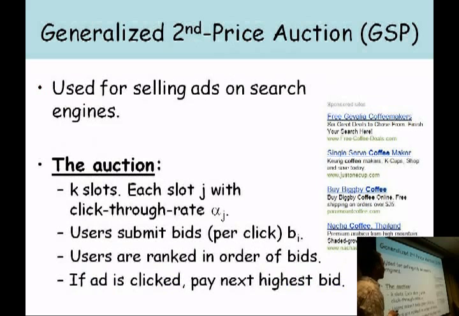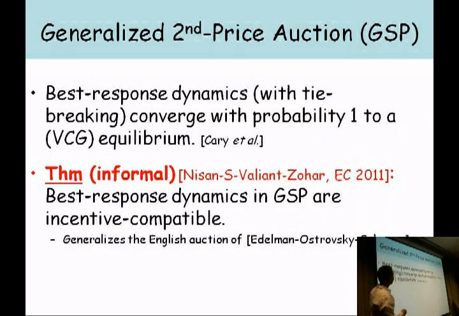So now, very briefly, two examples that don't fall within any of these classes of games where we had to use ad hoc proofs. And I wish I had the more general theorem that encompasses both, but I don't. So the famous GSP, the generalized second price auction that's used for selling things like Google AdWords. Basically, you have K slots. Each one has a click-through rate. Users submit bids. They're ranked by the order of their bids, and each one pays the next highest bid. There's a result by Cary et al. that shows that best response dynamics converge with probability 1 to an equilibrium with the VCG prices.